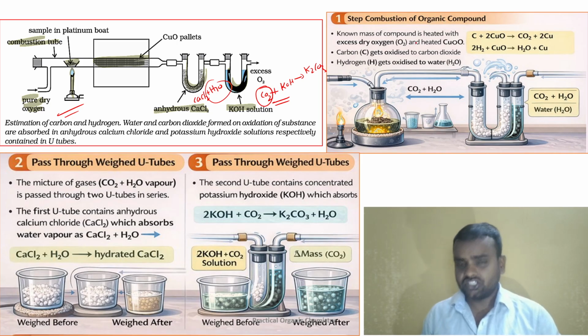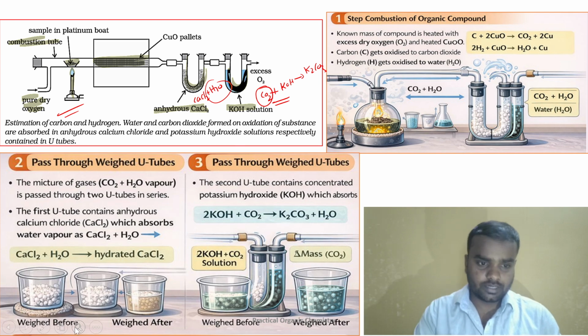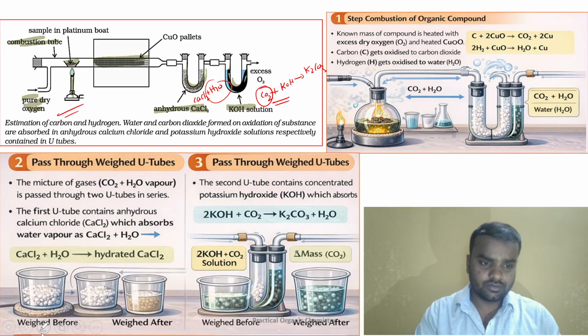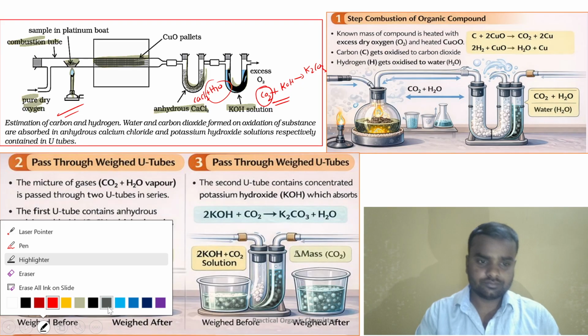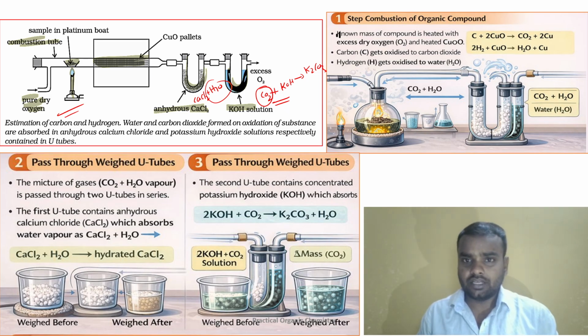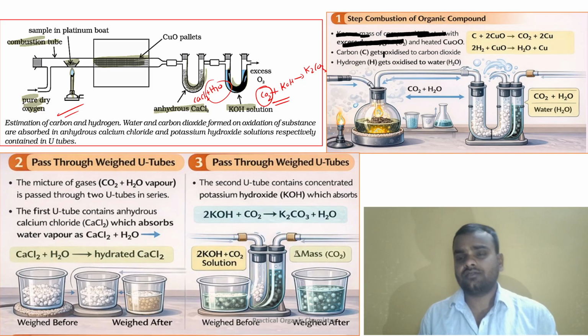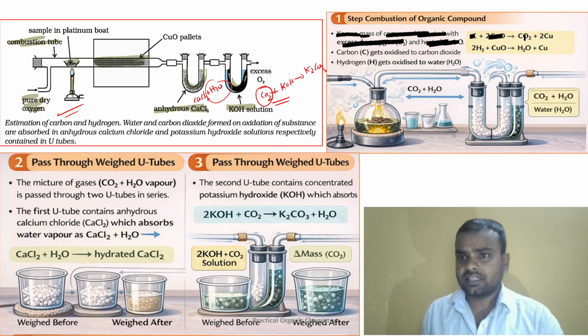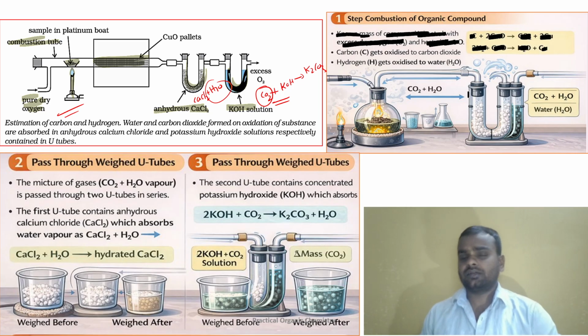The first method is combustion of organic compounds. You can see it at the top right. Combustion of organic compound: a known mass of compound is heated with excess dry oxygen, O2, over cupric oxide. Carbon with cupric oxide forms carbon dioxide, CO2. Hydrogen, 2H, with cupric oxide forms water, and copper is separated.